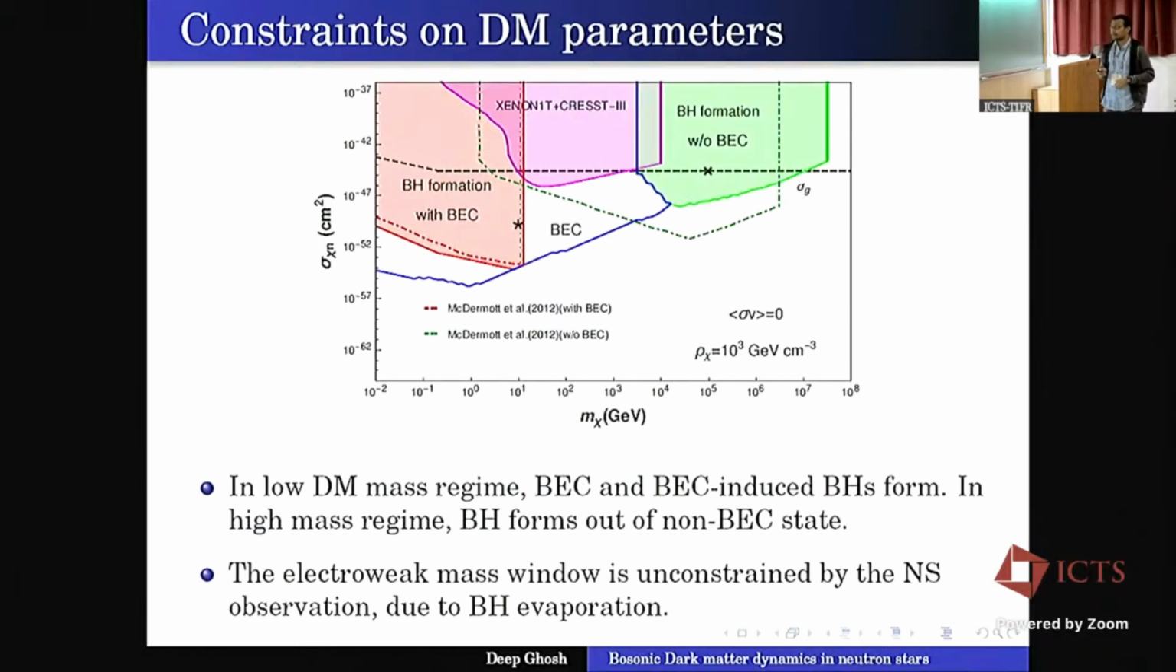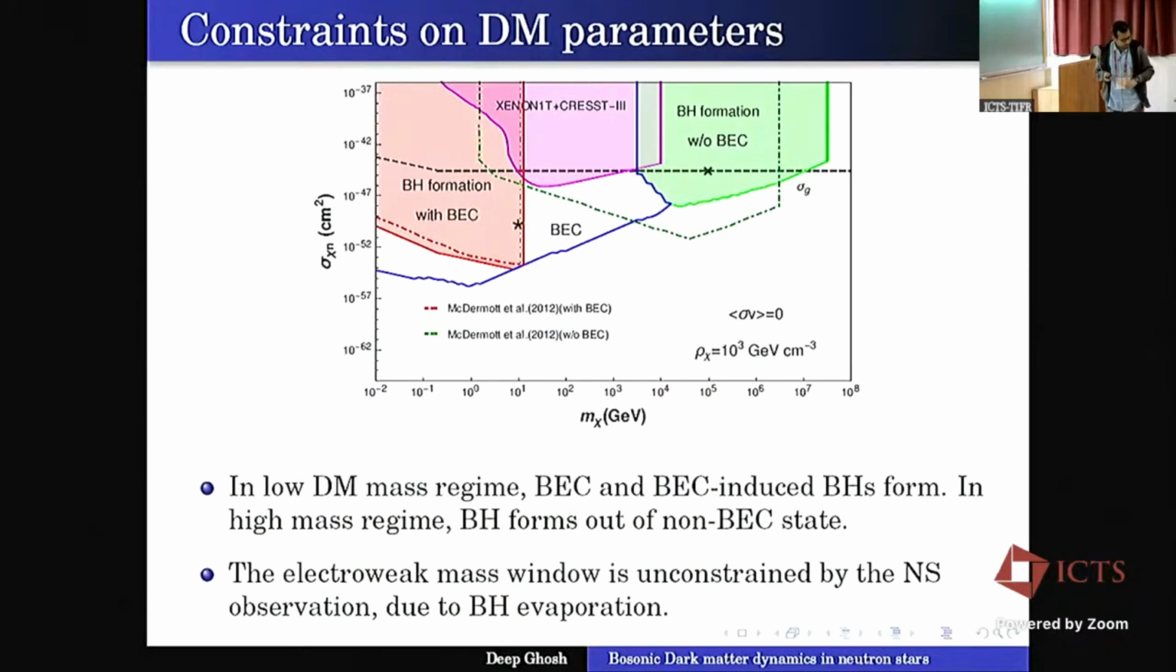And this part, where BEC forms but no black hole, is unconstrained from neutron star observation because of the black hole evaporation. The black hole evaporates, so that's why this is unconstrained. So here we just have to rely on our traditional direct detection experiments.